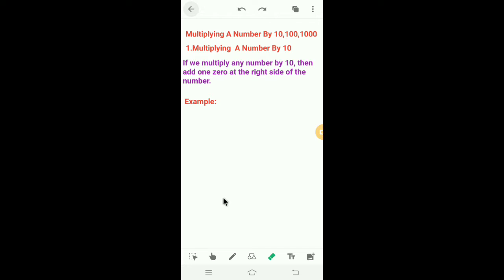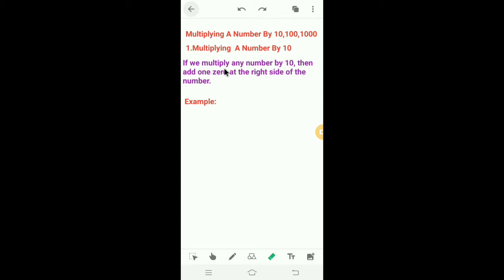In the last video we learnt properties of multiplication. Today we will learn multiplying a number by 10, 100 and 1000. This method explains the shortcuts for multiplying any number by 10, 100 and 1000. Multiplying a number by 10.